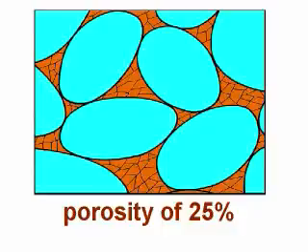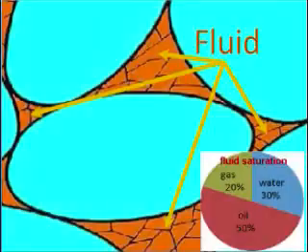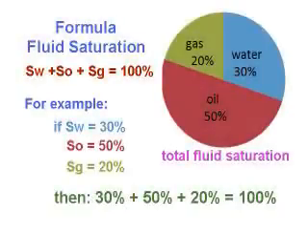Within that 25% you have a fluid. If you took an actual measurement of some fluid from the reservoir, you might have a water saturation of 30%, an oil saturation of 50%, and a gas saturation of 20%. This is all within your total fluid saturation. Therefore, we can write SW + SO + SG = 30% + 50% + 20% = 100%.